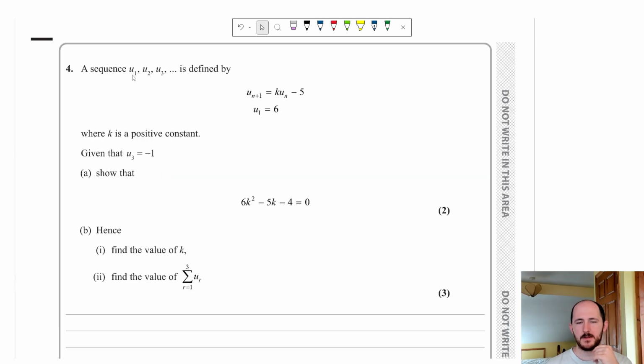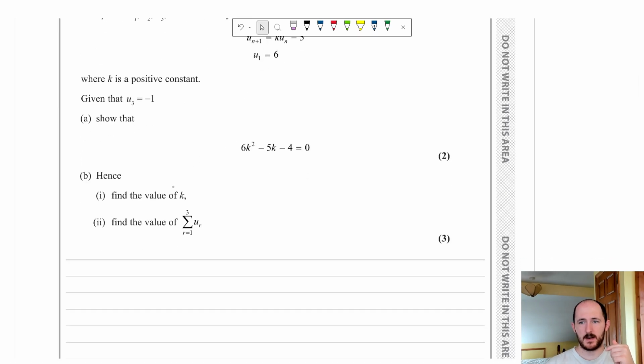Okay, so we have a sequence u1, 2, 3 defined by this recurrence relation that the next term in the sequence is k times the last term in the sequence, take away 5, and we have u1 is equal to 6. Given that u3 is -1, show that this. So we have to use this somehow. Now the only way we can use this is if we also know what u2 is. So let's work out u2 quickly.